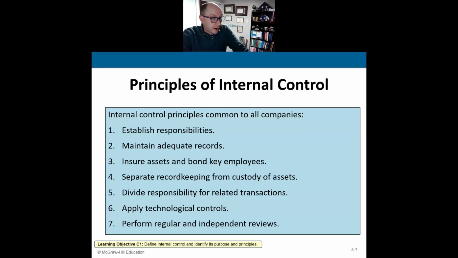Your employer might ask you to sign a document. That document is called a bond. They are bonding you. What that means is that you're being held responsible should anything happen to the store. You're being insured. Okay, you're being bonded. That's what that means. Bond key employees. And this is very common for most businesses for management and above.